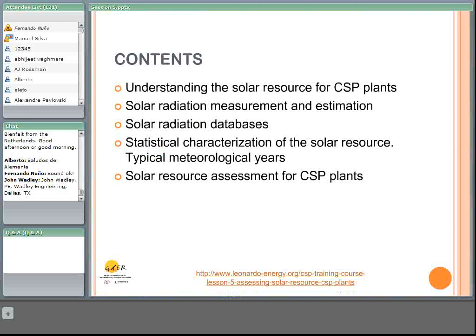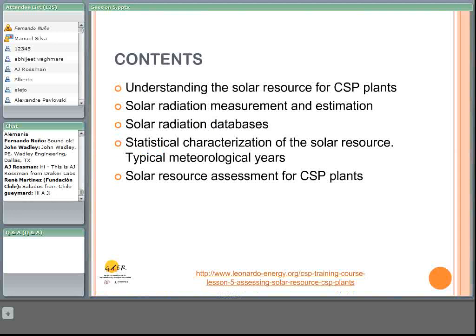Of course, some of these topics or factors are common to any other technology. For example, you need also to make solar resource assessment for PV plants. There are some differences, of course. Perhaps it's a little bit more difficult for CSP, as we will show in a few minutes, but many factors are common to both of these technologies and to solar energy projects in general.